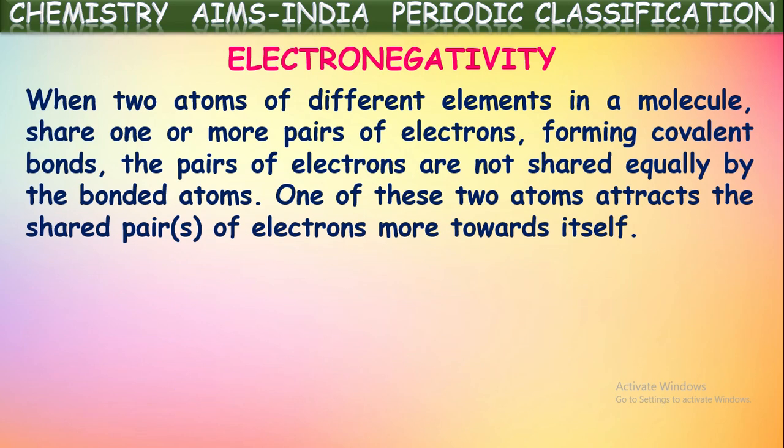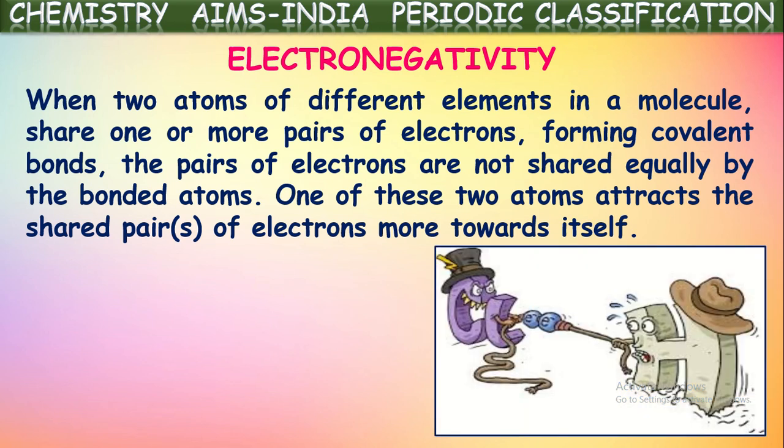When two atoms of different elements in a molecule share one or more pairs of electrons, forming a covalent bond, the pair of electrons are not shared equally by the bonded atoms. One of these two atoms attracts the pair of electrons more towards itself. For example, if you see a covalent bond formation between two atoms, one chlorine atom and one hydrogen atom, both will share an electron for pairing and hence they form a covalent bond.